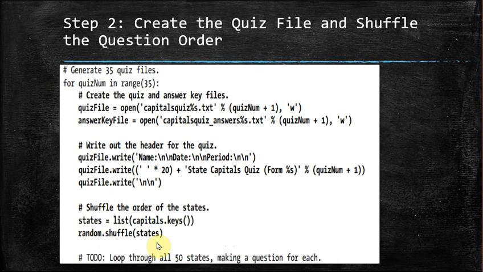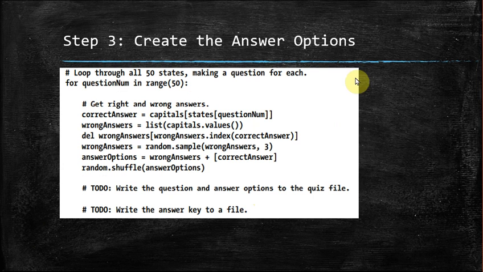Then random dot shuffle states. So what is this random dot shuffle states? We said that all the different students will be getting different questions, in the sense of the question order. So if the first person gets the first question as Arizona, the next one might be getting Colorado as the first question. So for that purpose you're using random shuffle of states. So what does this particular statement do? It randomly reorders the states. So that is the second step.